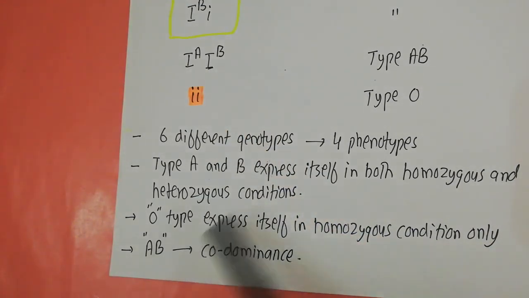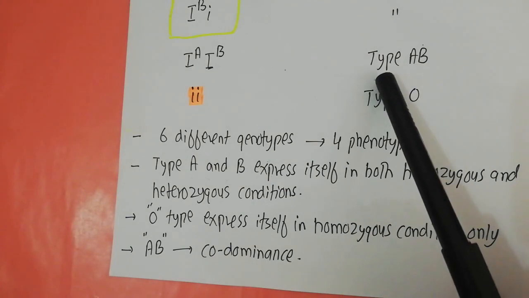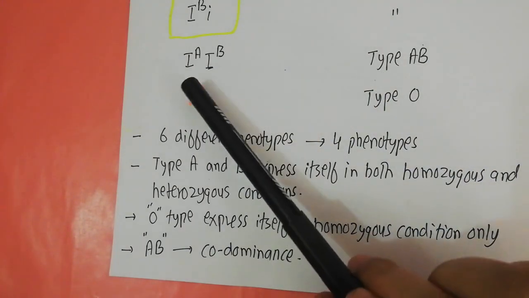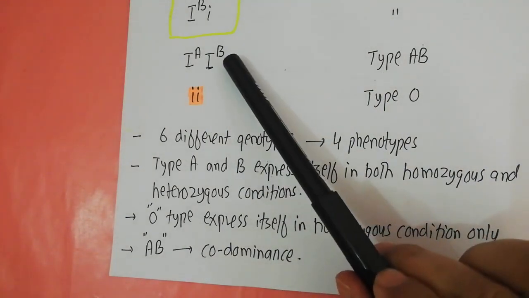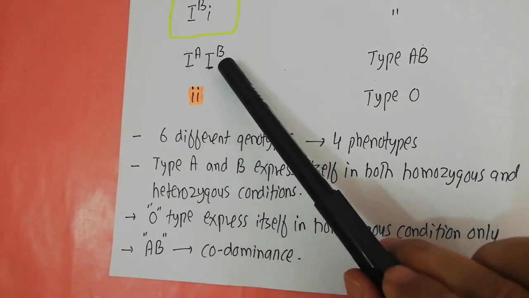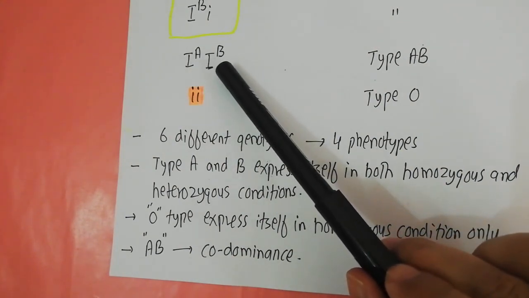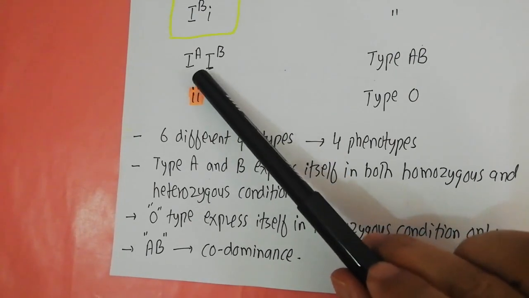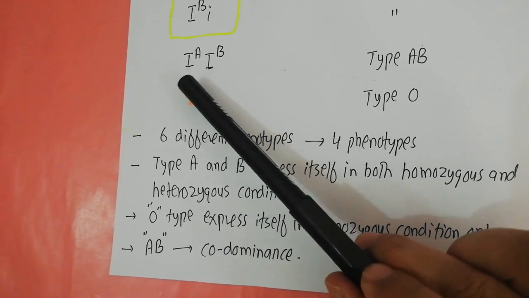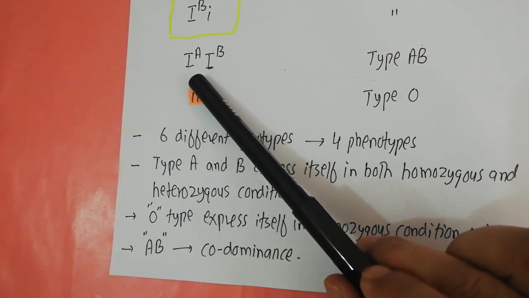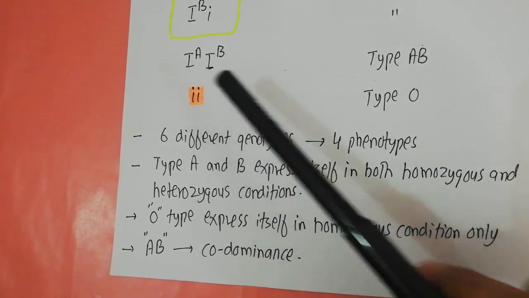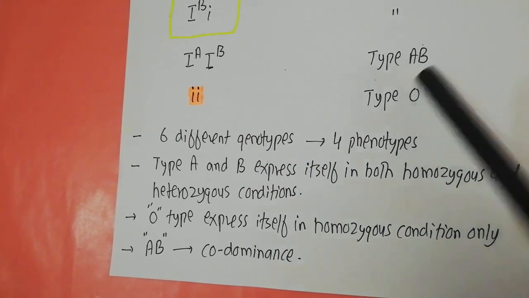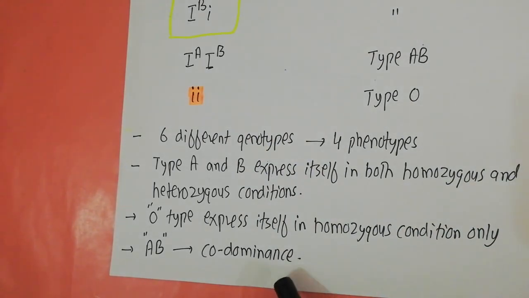If you talk about the type AB blood, it has the allele A and it has the allele B as well. Now the allele A is not dominant over the allele B, neither is the allele B dominant over the allele A. This means that in this condition, both of the alleles are going to express themselves. Therefore we say that the type AB blood is actually an example of codominance.